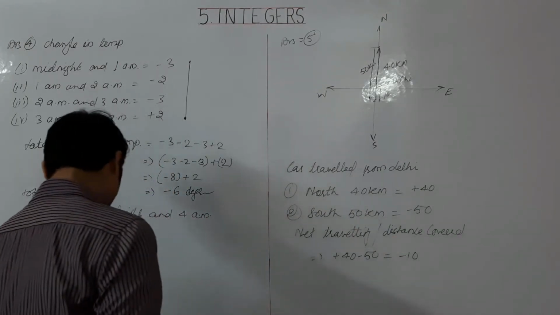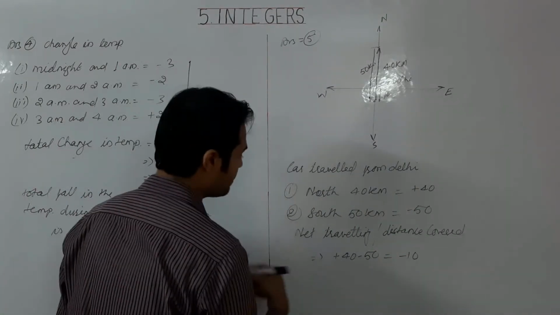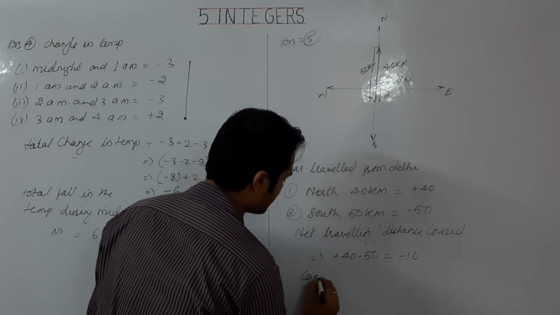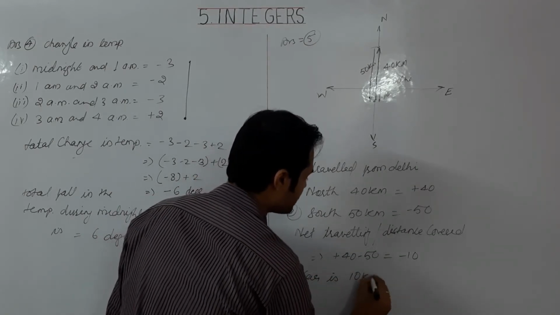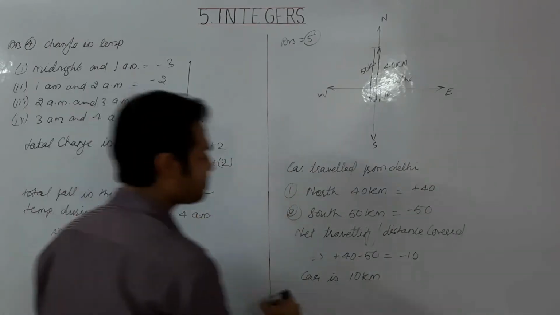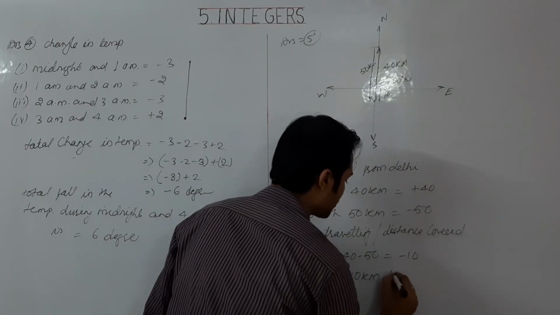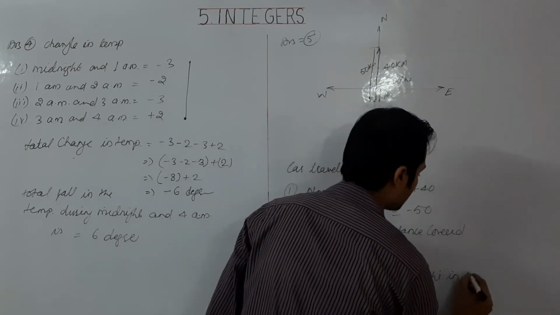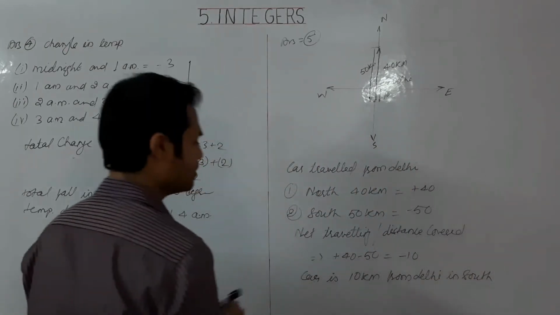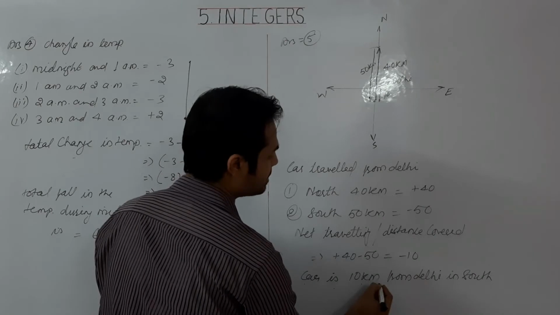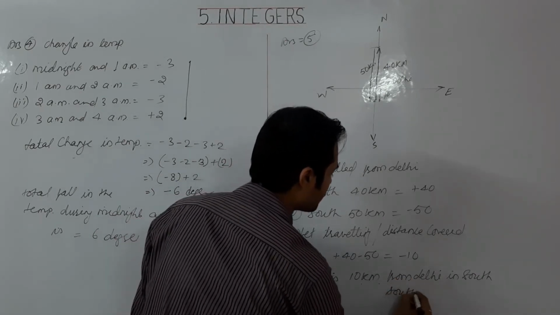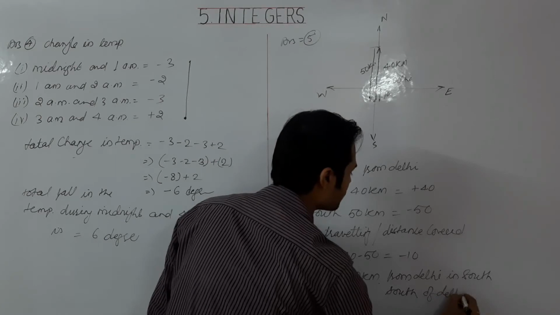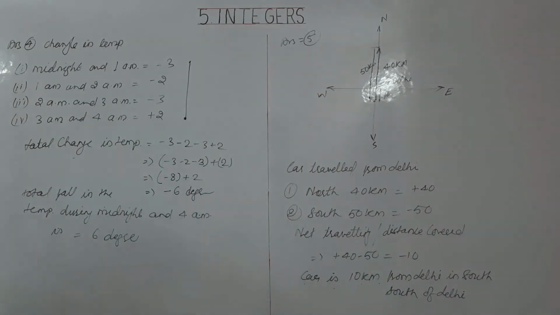So what to write? How far from Delhi was the car finally? Car is 10 kilometers away from Delhi in south, or car is 10 kilometers south of Delhi. Both are correct. Car is 10 kilometers from Delhi in south direction, in southern direction, or car is 10 kilometers south of Delhi.